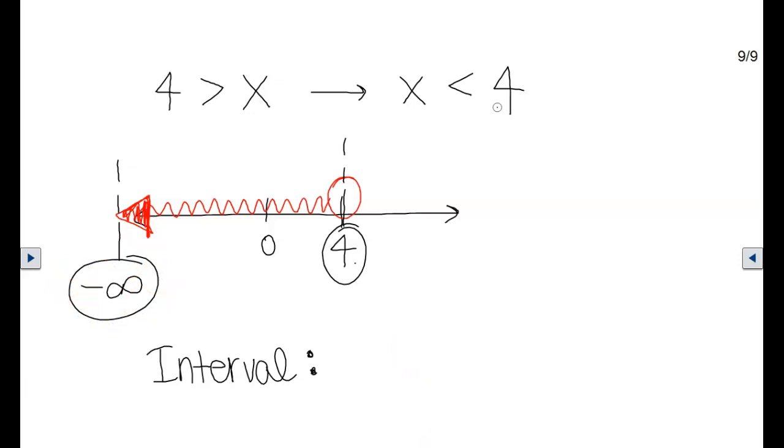Work smallest to largest, left to right. So we're going to do negative infinity, comma, 4. All of my x's are found between negative infinity and 4. Now, brackets or parentheses? Negative infinity has to be parentheses because x can't be equal to negative infinity. And 4 also has to have parentheses because notice in this problem that x can't be equal to 4.